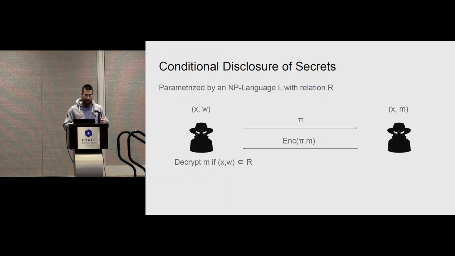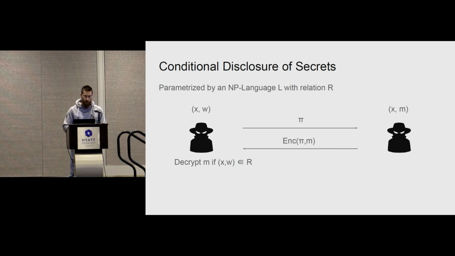So we're now in the settings of two mutually distrustful parties, where an NP relation R is fixed, and the party on the left holds a statement X and a witness W, and the party on the right also knows the statement X, and in addition knows a message M. And now the idea is that the party on the right wants to transmit the message M to the party on the left if the witness W is indeed the correct one, indeed satisfies the relation.